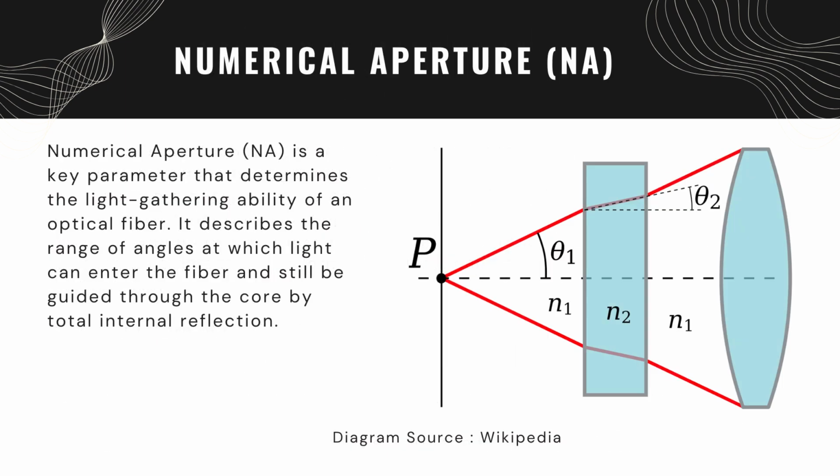Numerical aperture is a key parameter that determines the light-gathering ability of an optical fiber. It describes the range of angles at which light can enter the fiber and still be guided through the core by total internal reflection. A diagram of numerical aperture shows a fiber core and cladding with light rays entering at different angles. The diagram would demonstrate which angles result in total internal reflection and which do not.